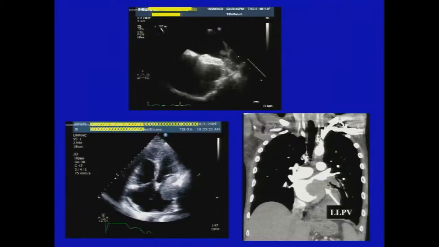This is a TE view focused on the right upper pulmonary vein. This is the left atrium. This is the bicaval view. You see some nice lipomatous hypertrophy here, by the way.